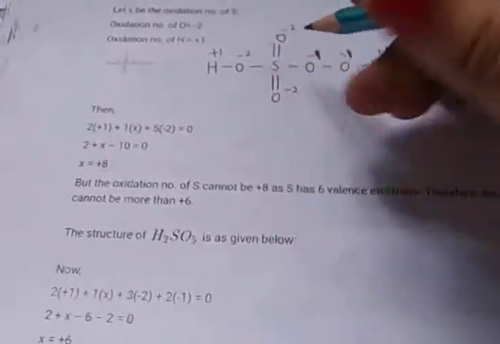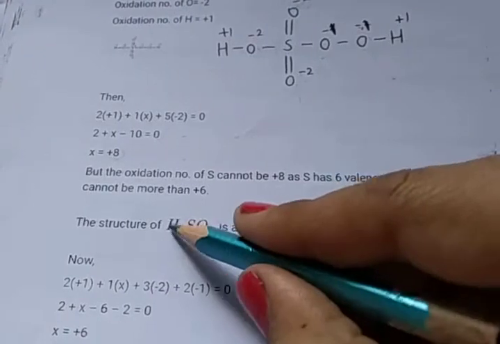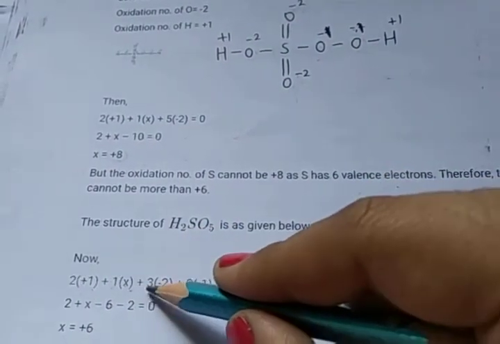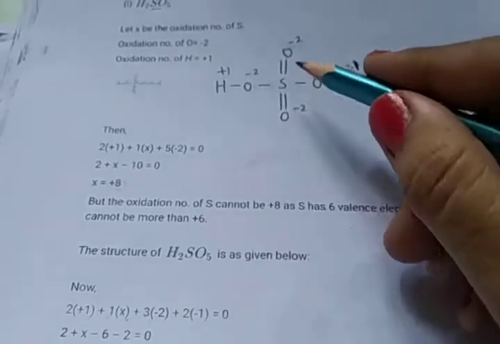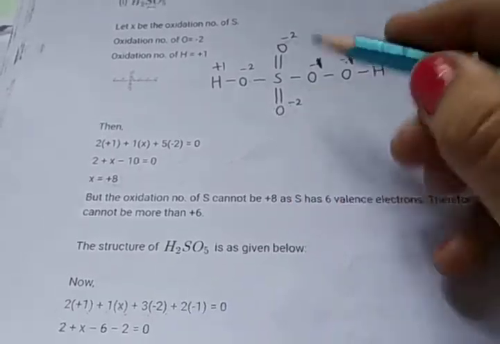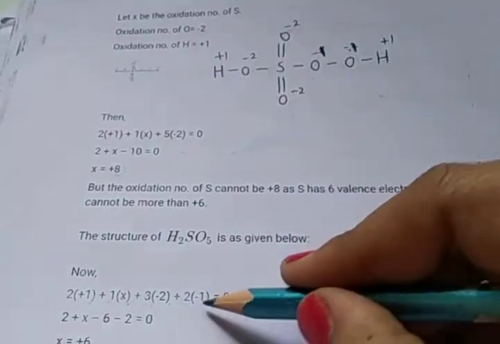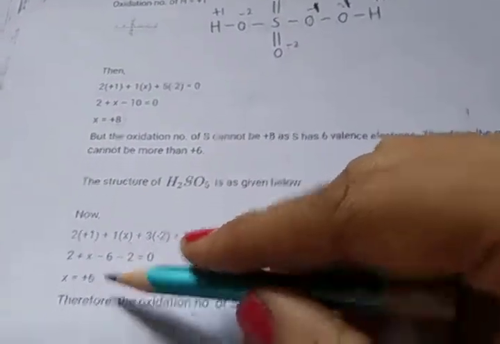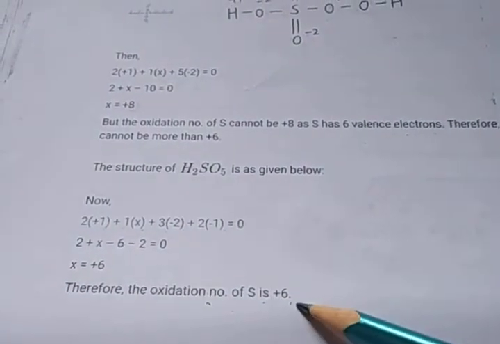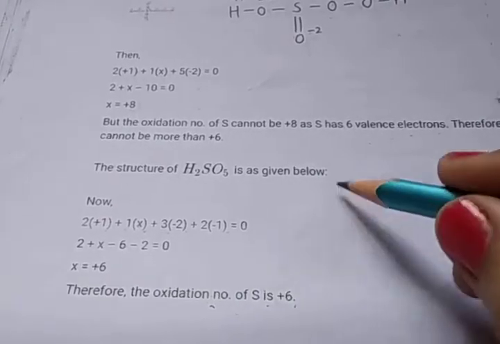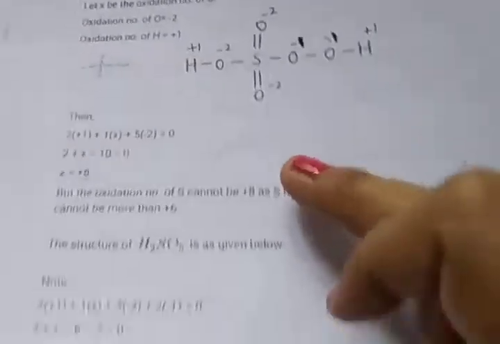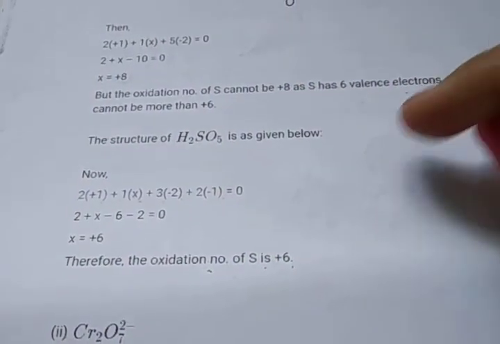So for H2SO5: hydrogen +1 into 2, plus sulfur 1 into x, plus 3 oxygens with oxidation number -2, plus 2 oxygens with -1, that is 2 into -1, and then calculate. So x is equal to +6. Therefore the oxidation number of sulfur is +6, which means it is correct. So first we write the structure, then we find the oxidation number.